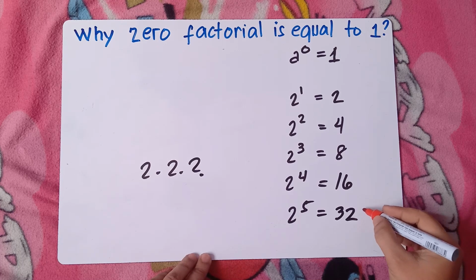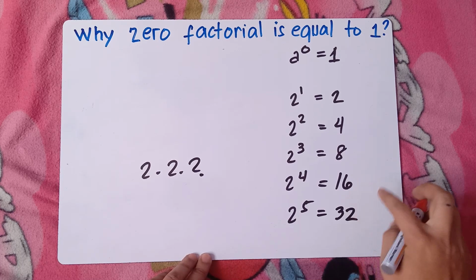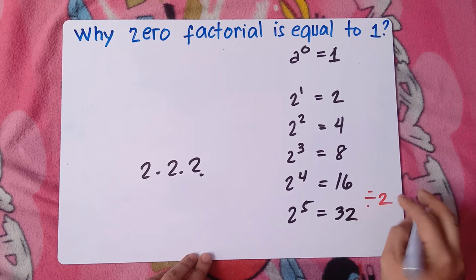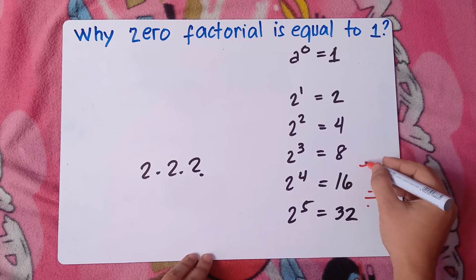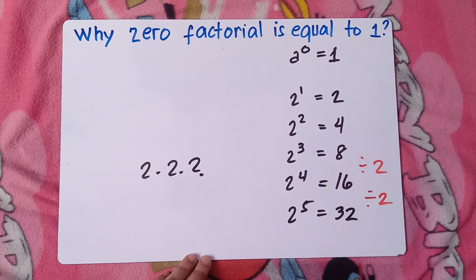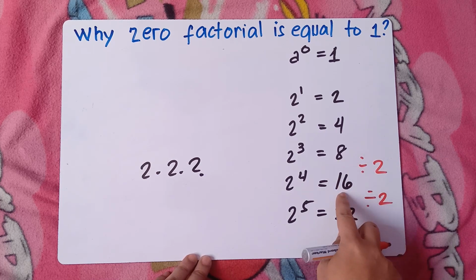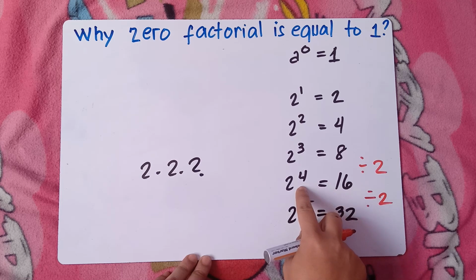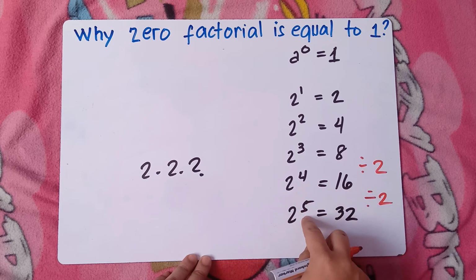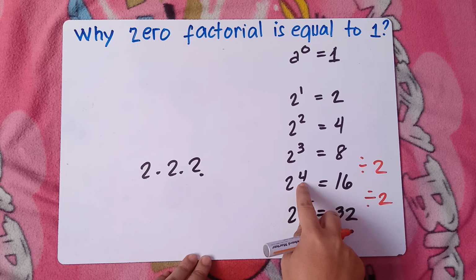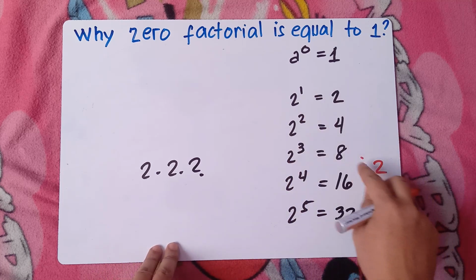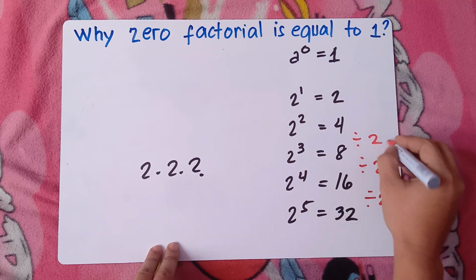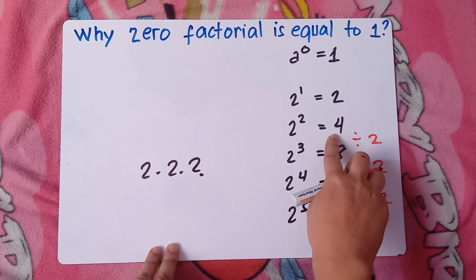If 32, we divide it by 2, how would you get 16? When we divide 32 by 2, the answer is 16, right? And when we divide 16 by 2, the answer is 8. So 32 divided by 2 is 16, in which the exponent, instead of 5, we make it 4. The numbers are decreasing, and there's a pattern: 5, 4, 3, 2, 1. So what if we divide 8 by 2? The answer is 4.